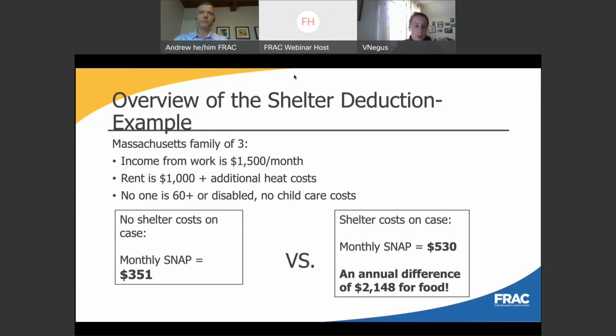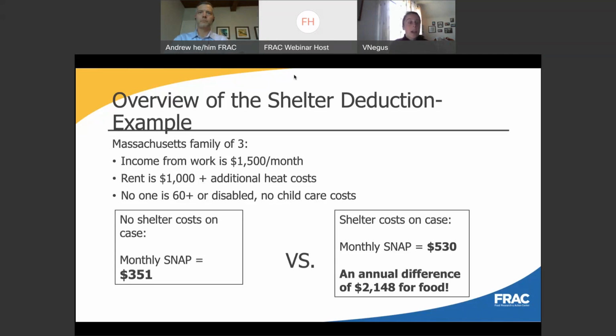Their rent is $1,000, and they also have to pay a heating bill. No one in their family is 60 plus, no one is disabled, and the parents don't have childcare costs for the kid. One of the parents is staying home to take care of the child. If this family applied for SNAP without any shelter costs included on their case, their monthly benefit amount would be $351.